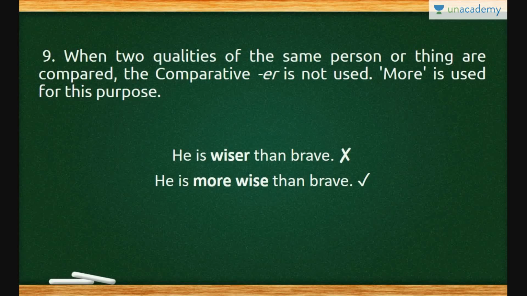The next rule states that when two qualities of the same person or thing are compared, the comparative er is not used. Instead, more is used. Now, he is wiser than brave. Two qualities of the same person. Therefore, we say he is more wise than brave. We can't use er here. Therefore, we use more wise.